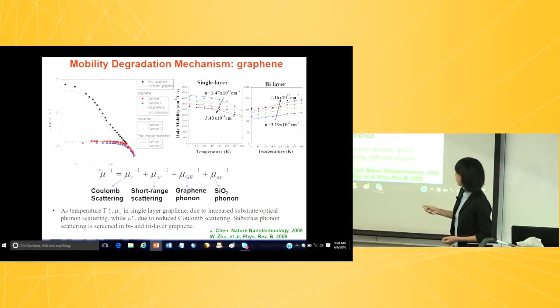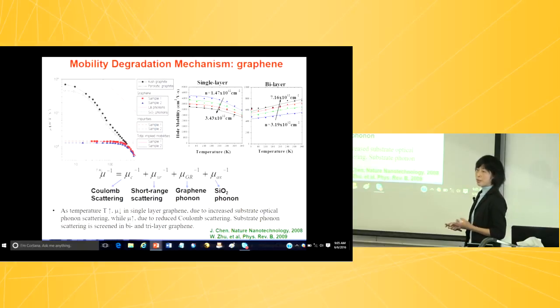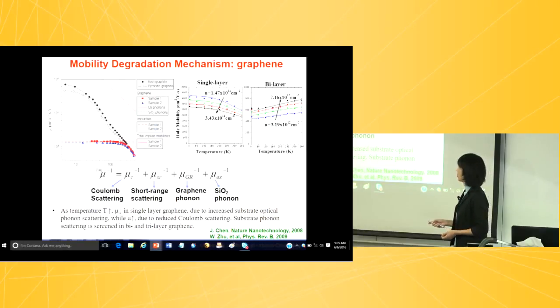The left graph shows the measured mobility for a graphene sample and the calculated mobility based on different scatterings. The top line is the mobility limited by graphene phonon, and this dashed line is the mobility limited by silicon dioxide phonon. That means in this graphene transistor, the phonon scattering due to the substrate is actually stronger than the phonon scattering from graphene itself. So if we remove the silicon dioxide and suspend the transistor, we can get much higher mobility for graphene. People did suspended graphene and reached a mobility over 100,000 centimeters squared per volt per second.